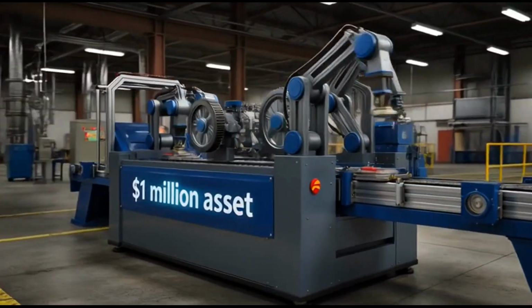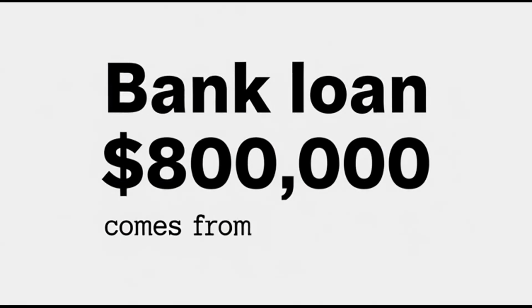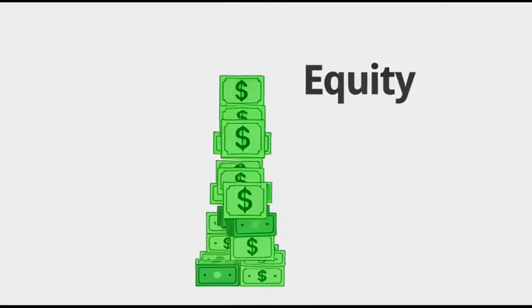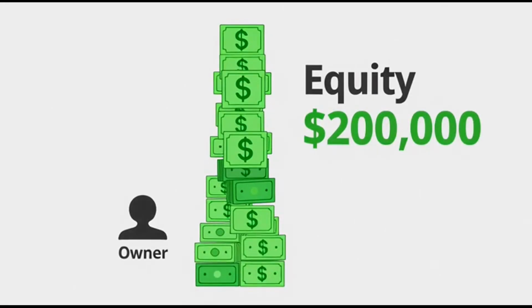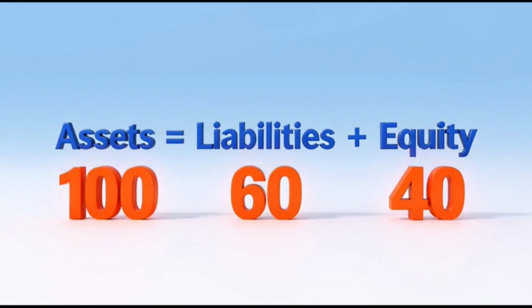Imagine a company buys a machine worth $1 million. $800,000 comes from a bank loan. And $200,000 comes from the owner. That is how assets are financed through liabilities and equity.